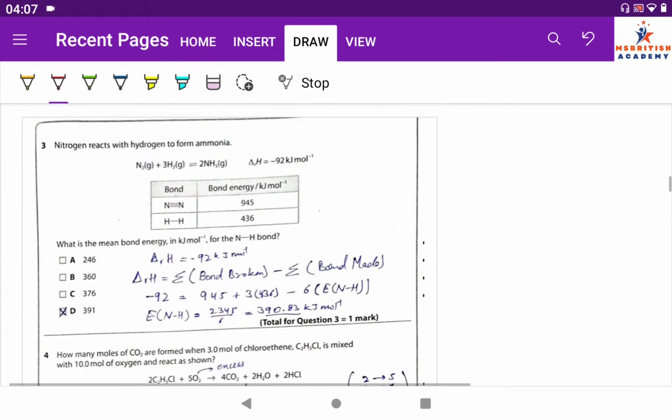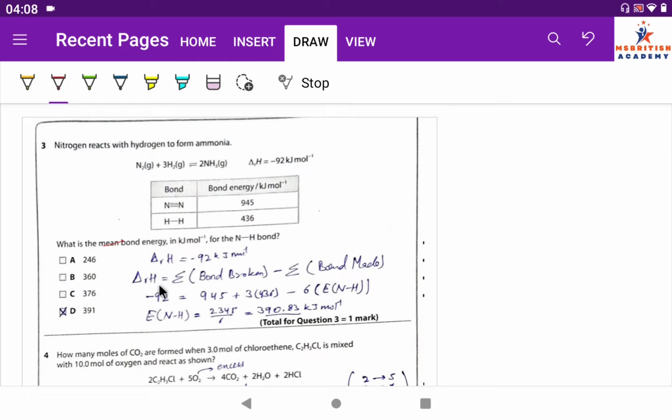Now question number 3. Nitrogen reacts with hydrogen to form ammonia. Okay, the reaction is given. N2 gas plus 3 H2 gas gives you 2 moles of ammonia gas. Now the enthalpy change of reaction is minus 92 kilojoules per mole. Bond energies are given, and what we need to find is the mean bond energy in kilojoules per mole for the N-H bond.